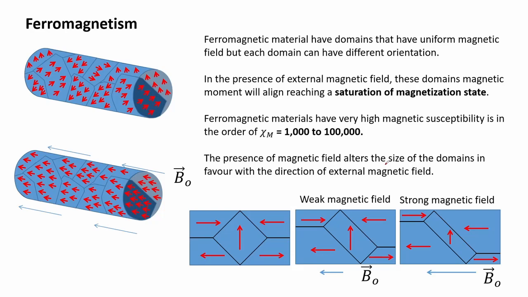Ferromagnetic materials have domains that have uniform magnetic field, but each domain can have a different orientation. In the presence of an external magnetic field, these domains' magnetic moments will align. Ferromagnetic materials have very high magnetic susceptibility, in the order of 1000 to 100,000. Solenoids with a ferromagnetic core create a very large total magnetic field, such as iron, which has a magnetic susceptibility around 6000. The presence of a magnetic field alters the size of the domains in favor of the direction of the external magnetic field. We see in the images how it gradually changes with respect to the strength of the magnetic field.